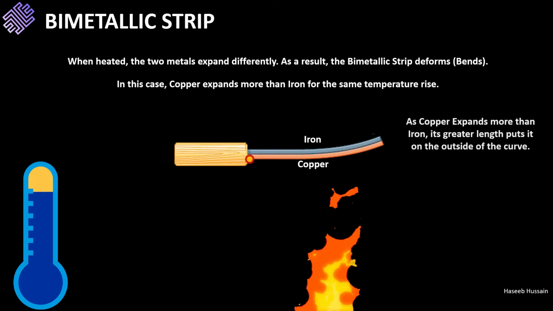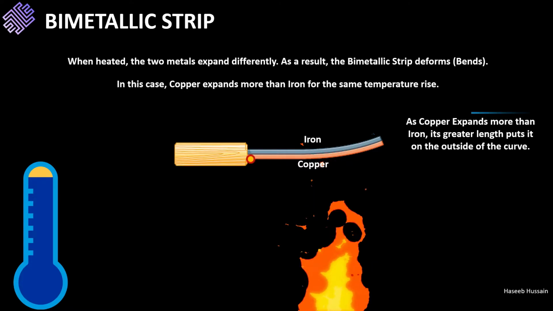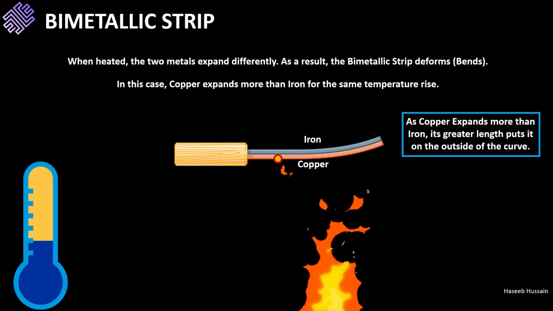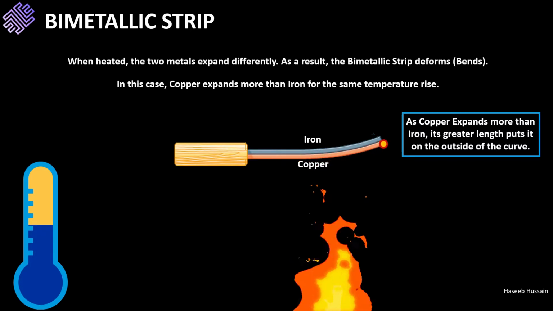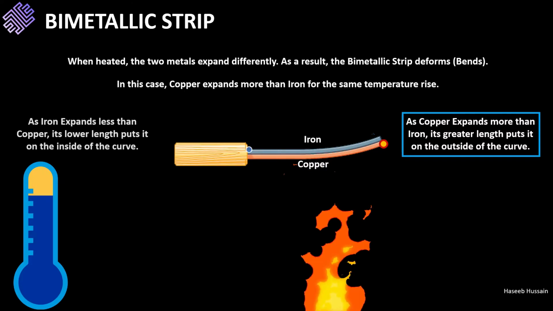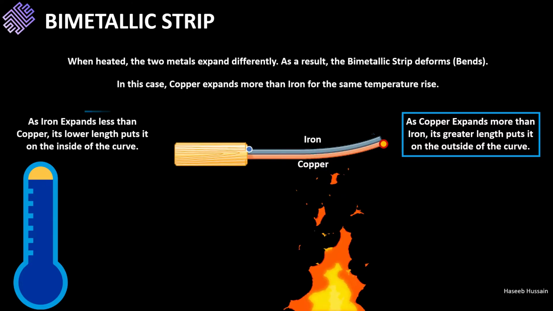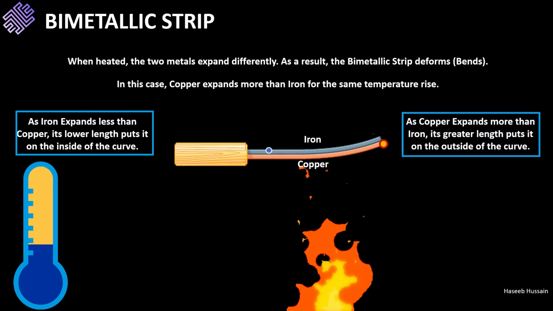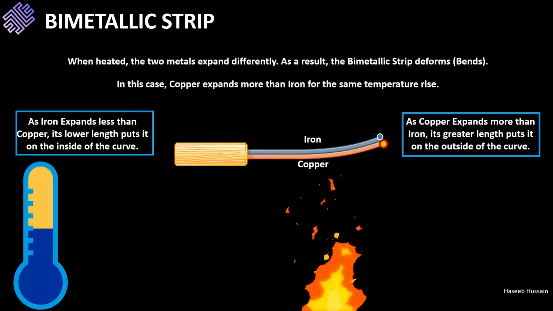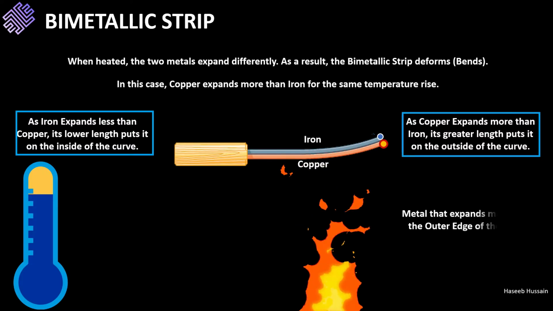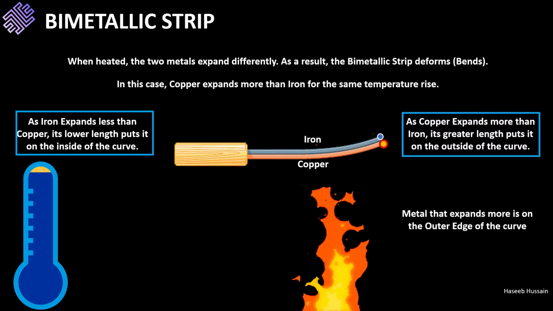Key point is that the metal which expands more, in this case copper, is on the outer edge of the strip because it has greater change in length. This is marked by the motion of the red dot, while metal which expands comparatively less, in this case iron, is on the inner edge of the strip because it has lesser change in length. This is marked by the motion of blue dot. So when heated, the bimetallic strip deforms in a curved direction.